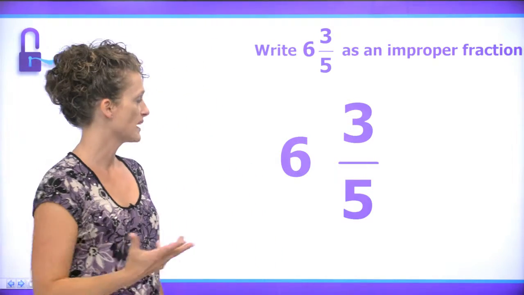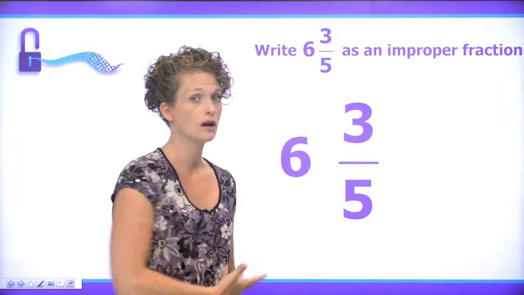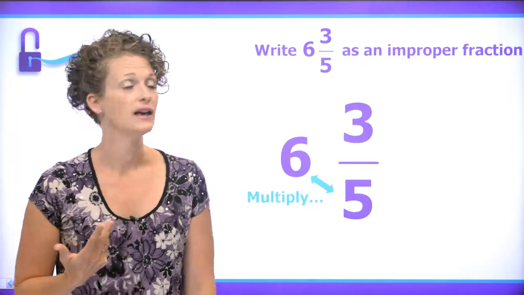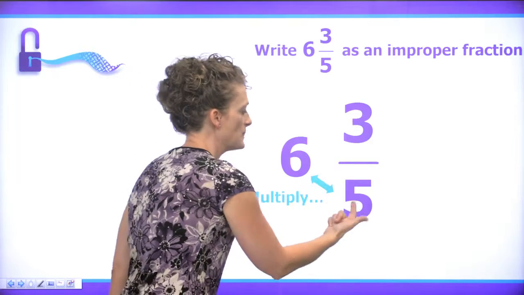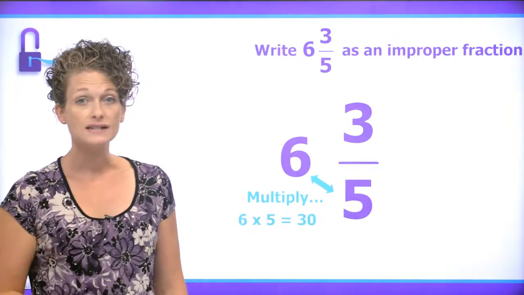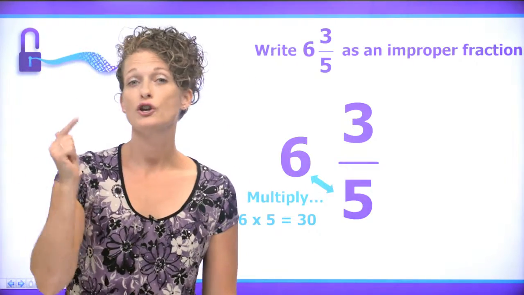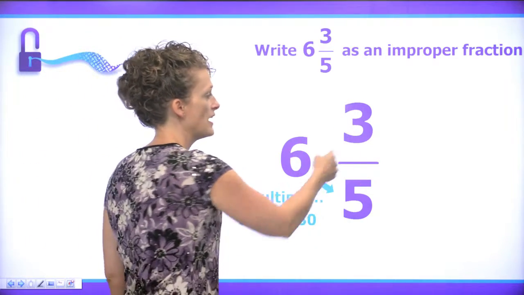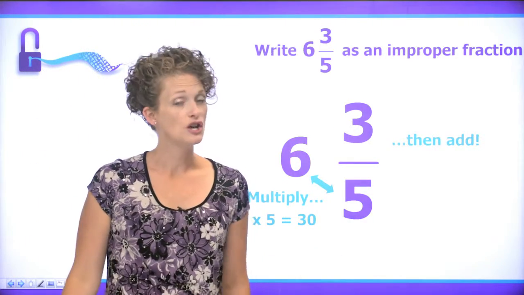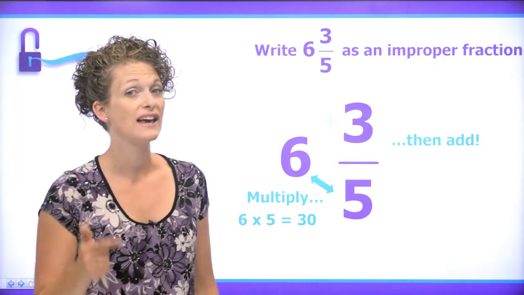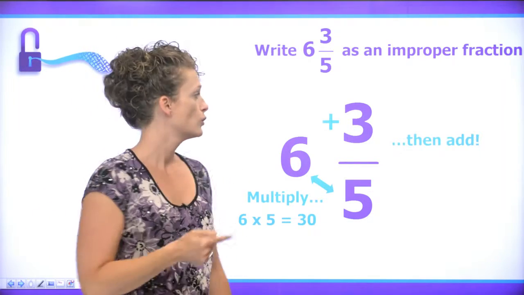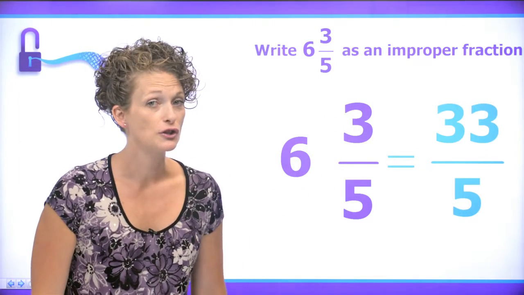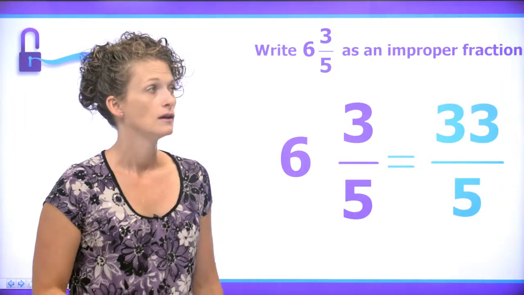So let's look at it big. All right, so mathematically, what was going on? The first thing that was going on was that we had to multiply the whole number by the denominator. So 6 times 5 is going to give us 30. Well, what was the next thing we did? Well, then we had to add the numerator. So if we add the numerator, we're going to get 30 plus 3, which is 33. So we end up with 33/5.